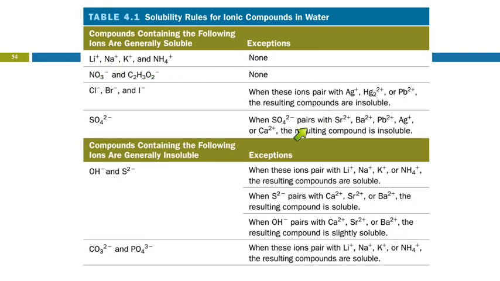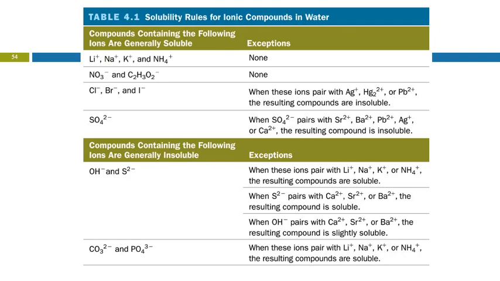So there's some exceptions listed over here, but in general, anything containing these ions is going to be soluble. So what are these ions? Lithium, sodium, and potassium, those are group 1 metals, and ammonium. And so if you see one of those in the compound, it's going to be soluble. You don't have to look at the rest of the table.